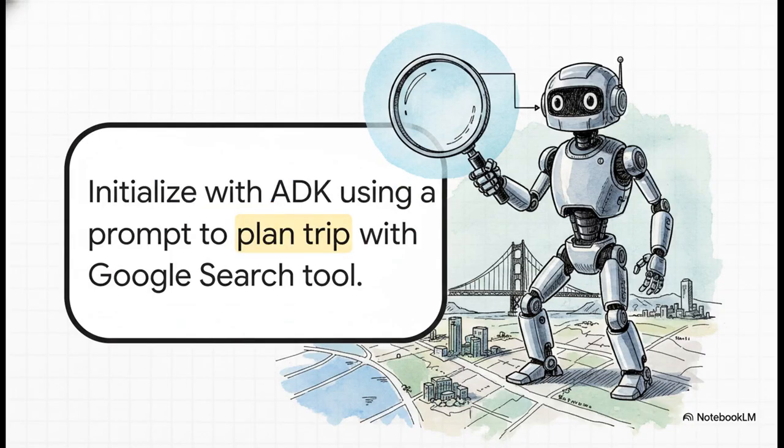So, for our travel app's minimum viable product, we're using the Agent Development Kit, or the ADK. The initialization here is incredibly straightforward. We just spin up a single agent, pass in a system instruction to plan a trip to San Francisco, and we bind the Google search tool right to it. At this early stage, we're relying entirely on the underlying model's own brain, its reasoning capabilities, to figure out the exact sequence of steps it needs to take to plan that trip. It's super simple to get off the ground.